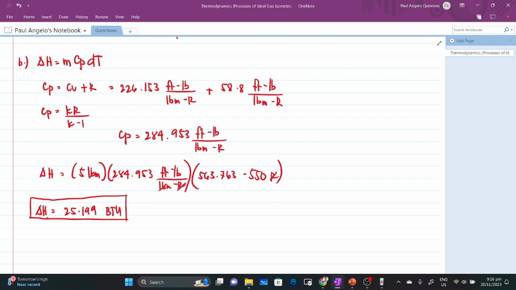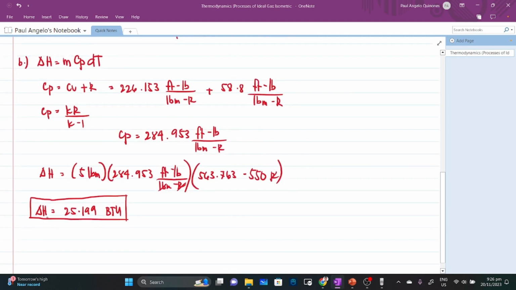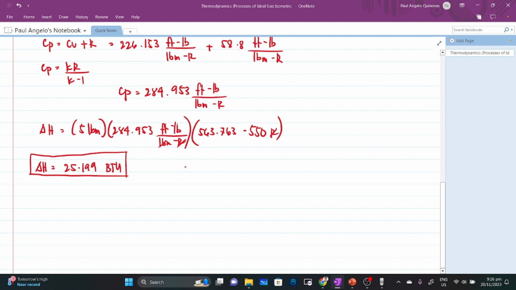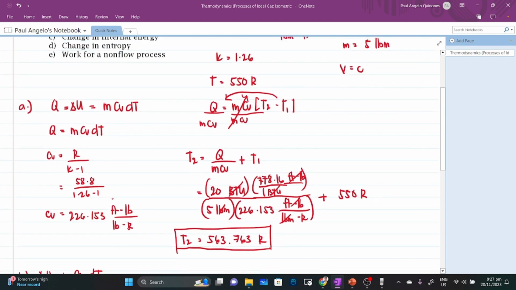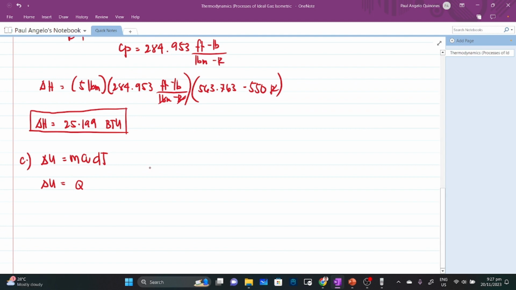So next, what is the next parameter that is being asked? We are asked to solve for the change in internal energy. That is letter C. The change in internal energy is given by mCv dT. However, we've said earlier as well that delta U is equal to Q. So Q here is what? 20 BTU. So we can conclude that the change in internal energy is equal to 20 BTU.